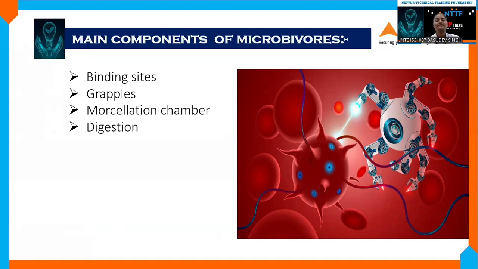Then the modulation chambers. In this modulation chamber, it has drugs and medicines. It has two types of sensors, so after sensing that particular part of our body, it will go and give those particular drugs to that particular part. Then the digestion. After completing those operations, it will come out from our body through the digestion port.